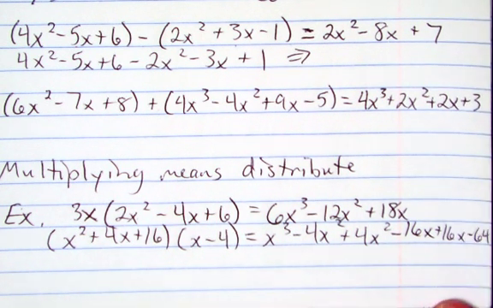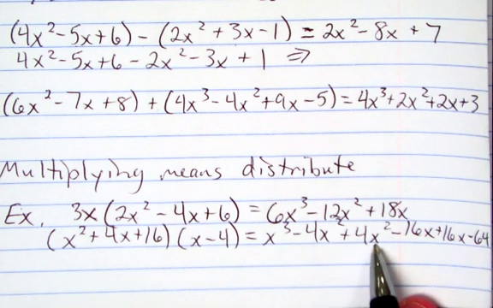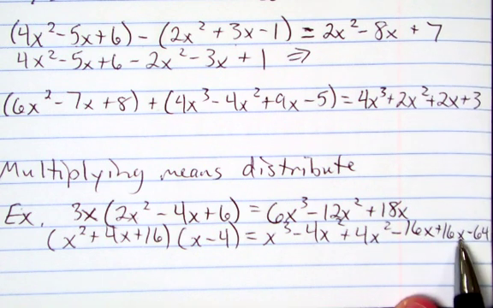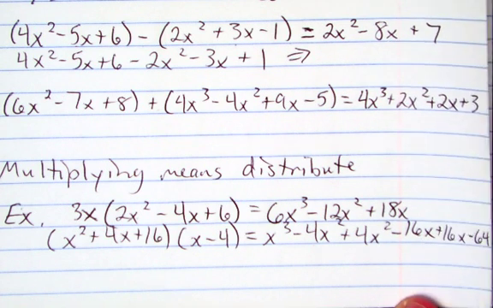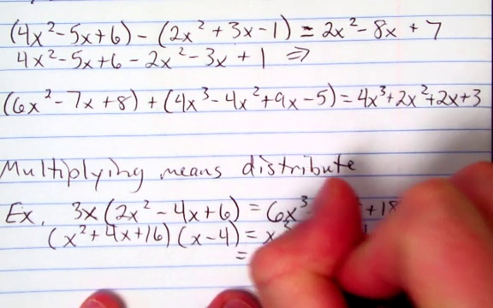Next, I look for like terms to combine, and as I look, I've got a negative 4x squared and a positive 4x squared. Those will cancel out. I've got a negative 16x plus 16x. Those will cancel out. All that's left is the x cubed and the minus 64. So my final answer is just x cubed minus 64.